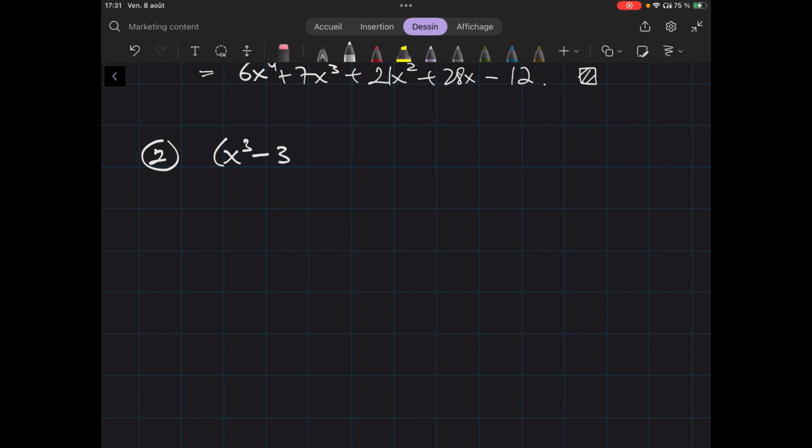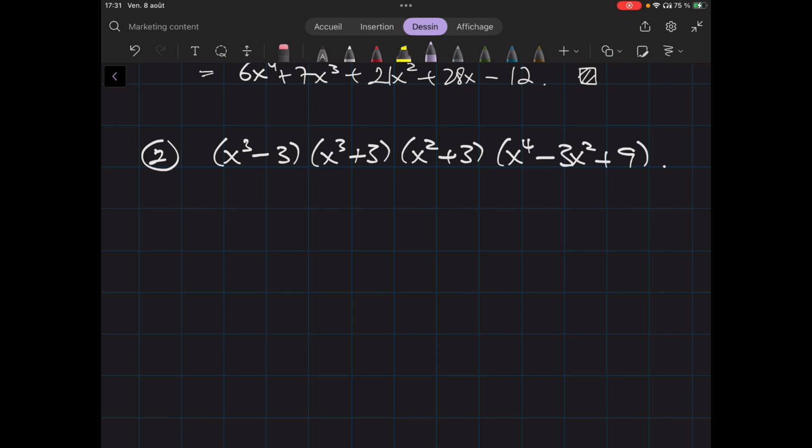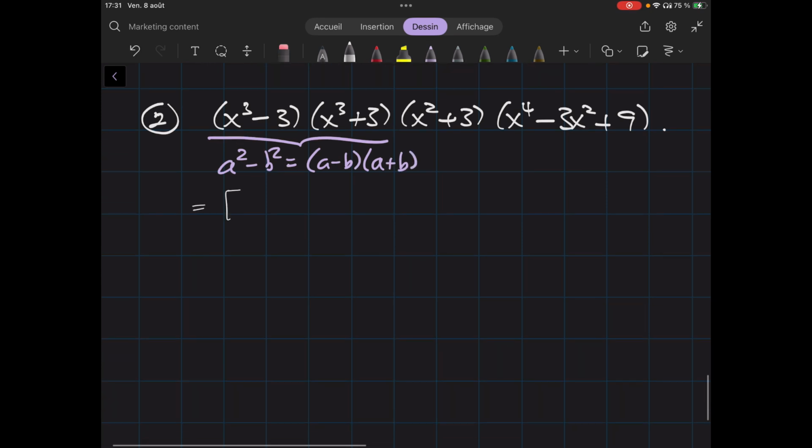Question 2. We would like to simplify this. Look at the first 2 terms. There is a shortcut to this. We have a difference of squares. In this case, a is x cubed and b is 3. Therefore, the first 2 terms can be simplified like this.